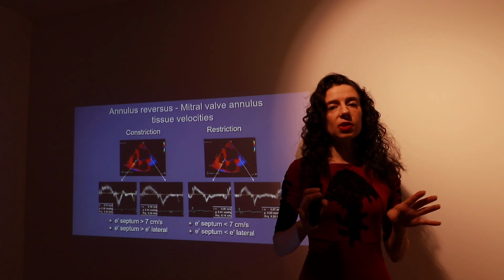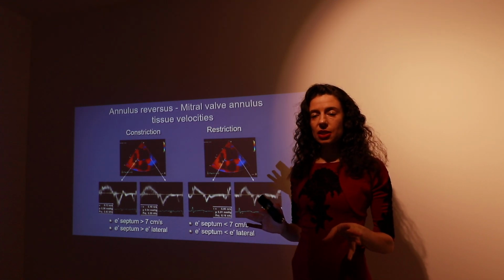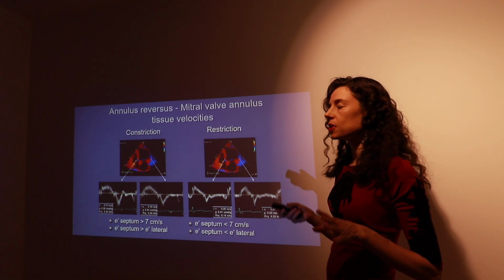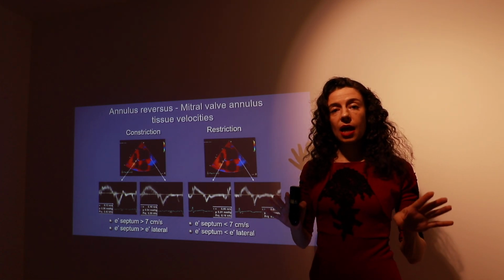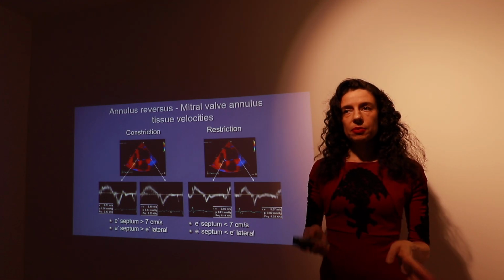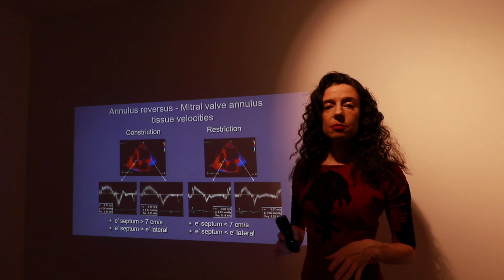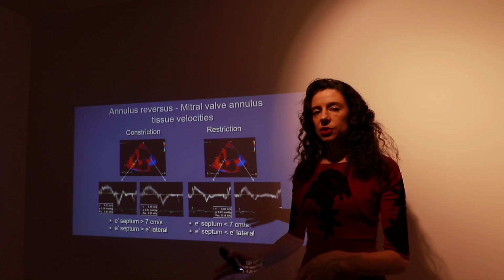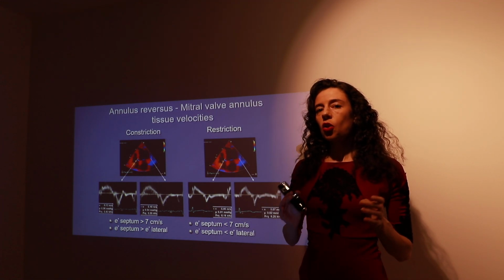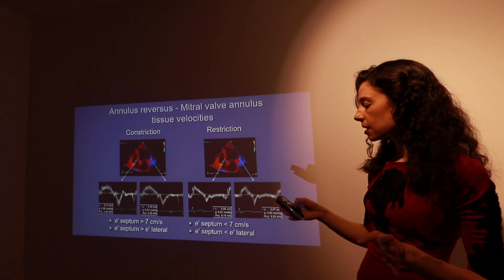Another very useful thing to differentiate constriction from restriction are the tissue velocities. So, as I have said, restriction is a myocardial disease, and therefore tissue velocities are decreased throughout the myocardium. So we have a decrease in the septal E prime velocity, which is less than 7 centimeters per second, but the ratio between septal and lateral E prime velocities is preserved, with septal E prime lower than the lateral E prime. What happens however in constriction?